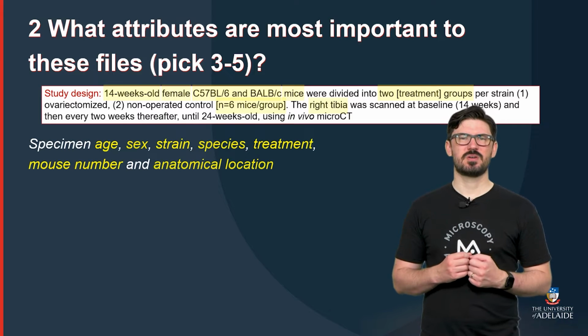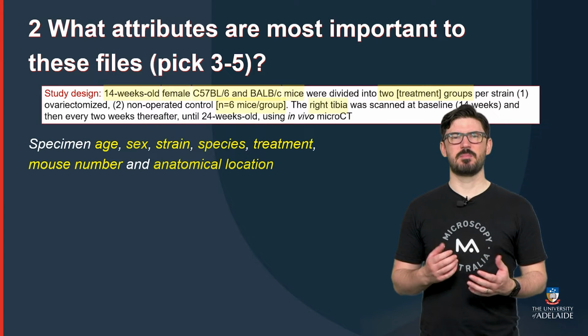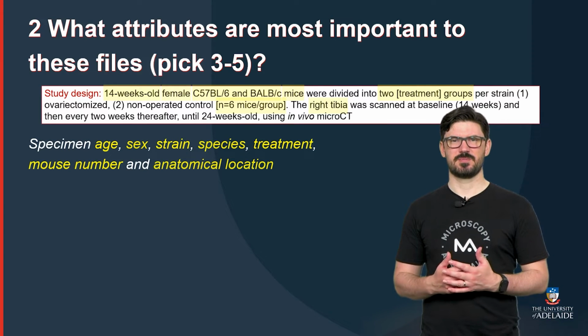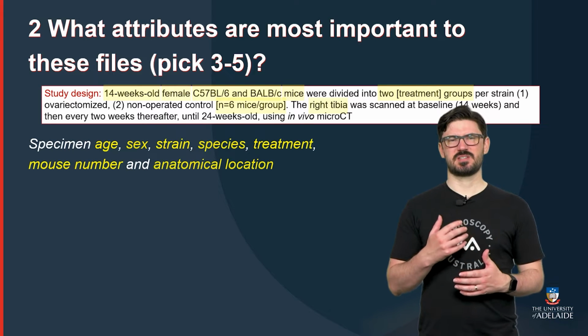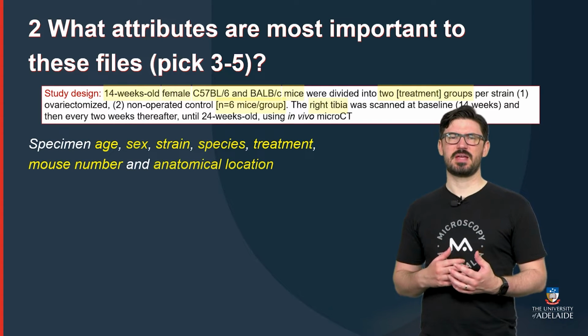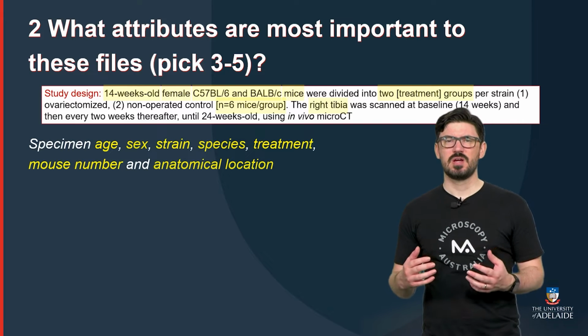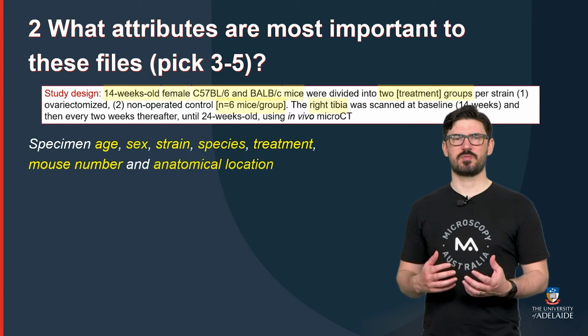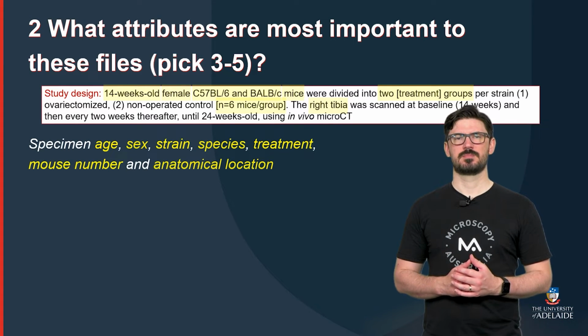But next, we'll decide that some of these attributes are more important to our file name than others. Remember, the question asks us to only pick between 3 and 5, and this ensures that our file names do not become excessively long, which may not be handled well by some software or operating systems.